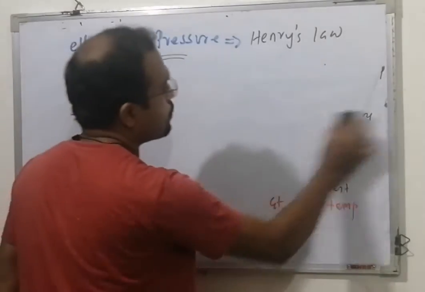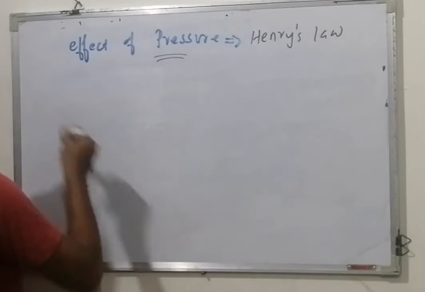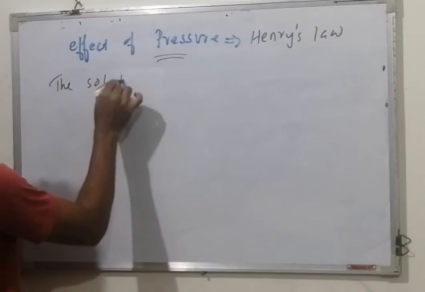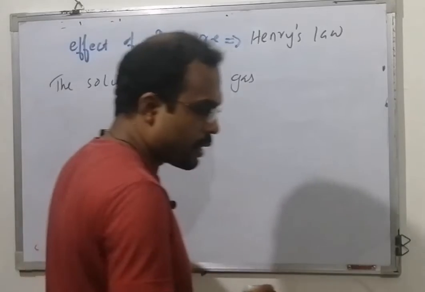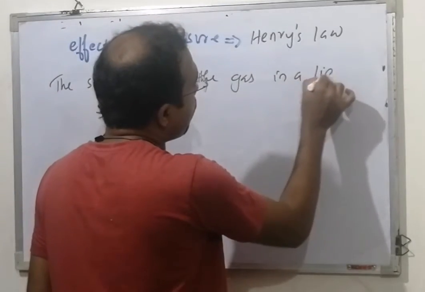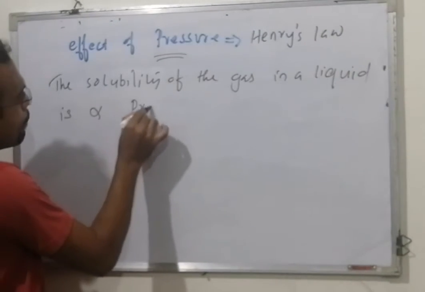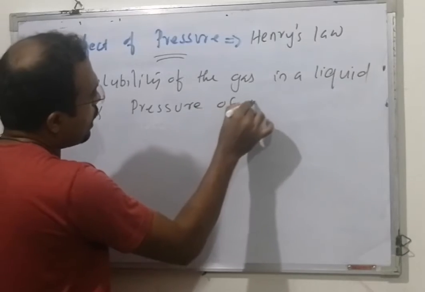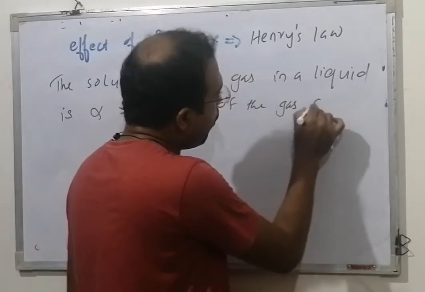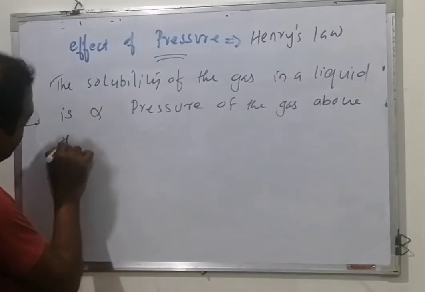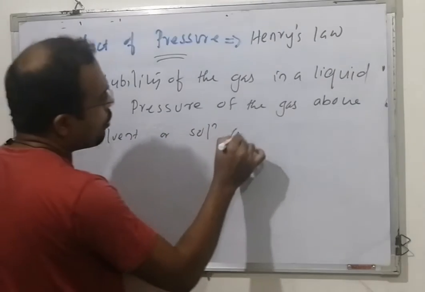Fine. You can define the law like this. This is a definition. The solubility of a gas in a liquid is directly proportional to the pressure of the gas above the solvent or solution at a given temperature.